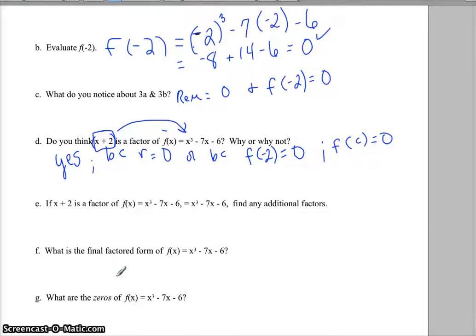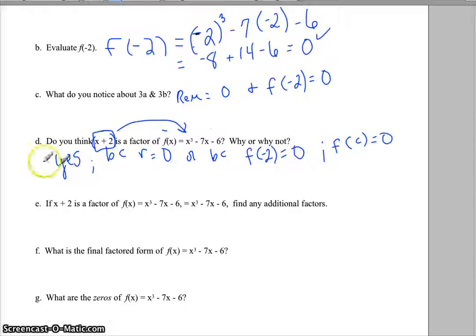All right, so why is that important? That's important because you won't always be able to factor a polynomial using the traditional methods that we've learned thus far. X cubed minus 7x minus 6 is not a quadratic. You can't factor that using the reverse of FOIL. You have to be able to find one factor and then go from there.